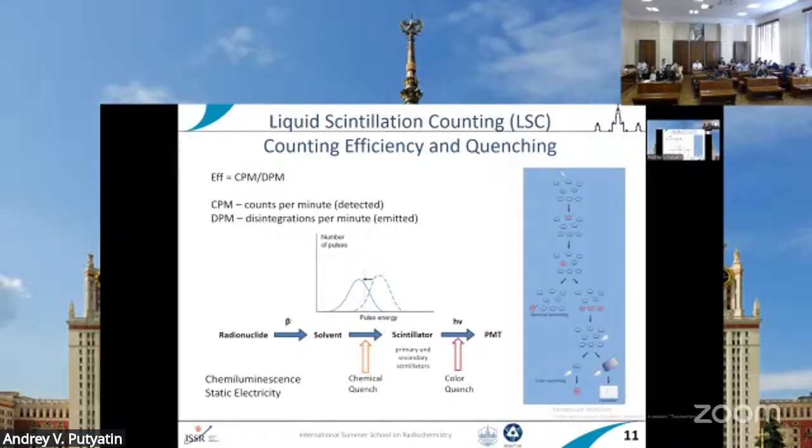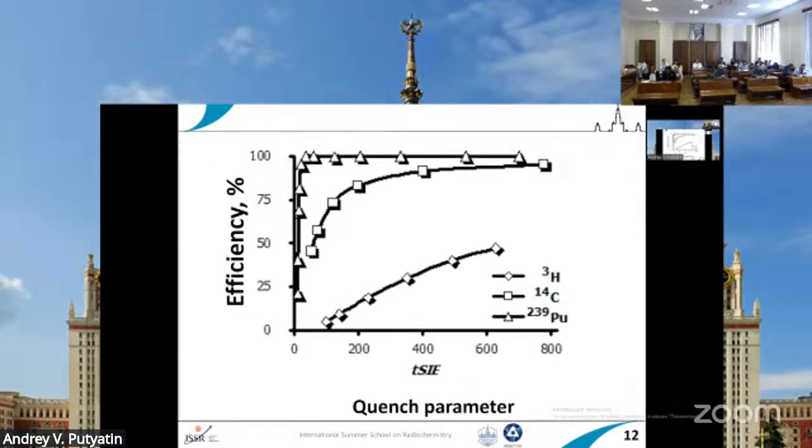And if the energy of the emitted beta particles is low, for example for tritium, which has the lowest energy of beta particles, then we lose a lot of photons and thus the efficiency of detection decreases. So quenching is bad for liquid scintillation counting. We lose information about the activity of the radionuclide. But today again, there are quite simple solutions.